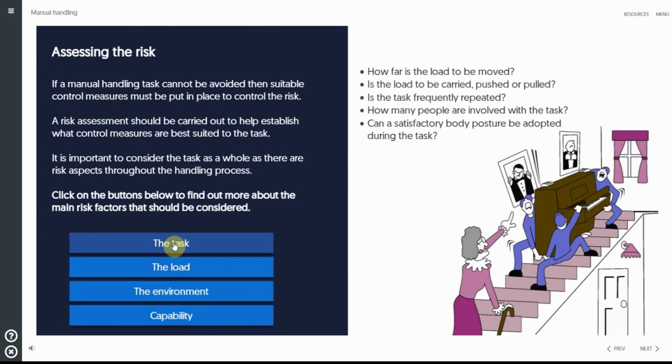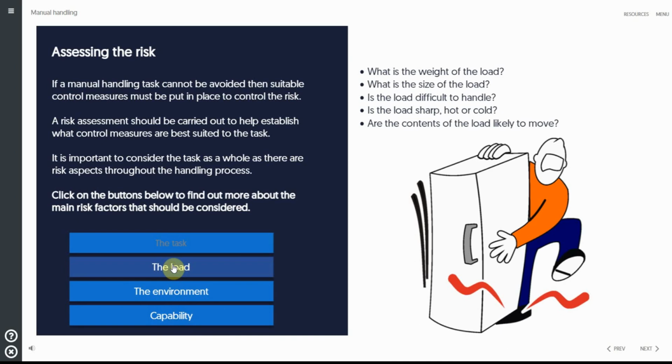The task. How far is the load to be moved? Is the load to be carried, pushed or pulled? Is the task frequently repeated? How many people are involved with the task? Can a satisfactory body posture be adopted during the task?